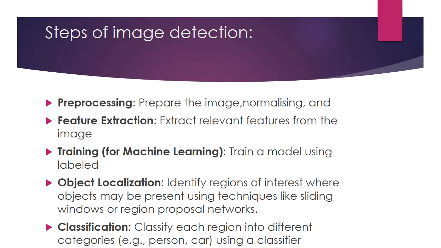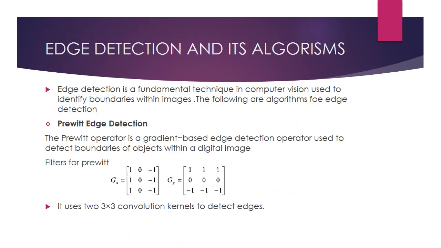Then we have object localization. This is all about identifying regions of interest where objects may be present, using techniques like sliding windows or region proposal networks. We have classification, which is more about categorizing an object. For example, you can have various kinds of objects within the scene: cars, people, street lights, trees. With classification, each object is classified based on its type.